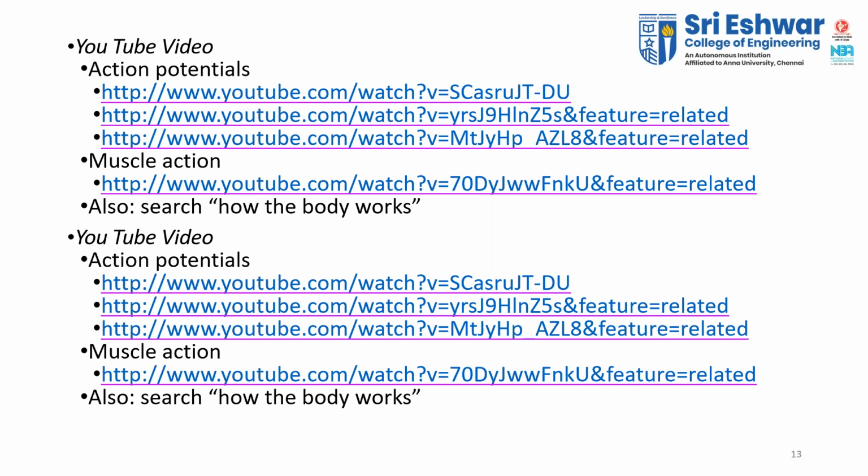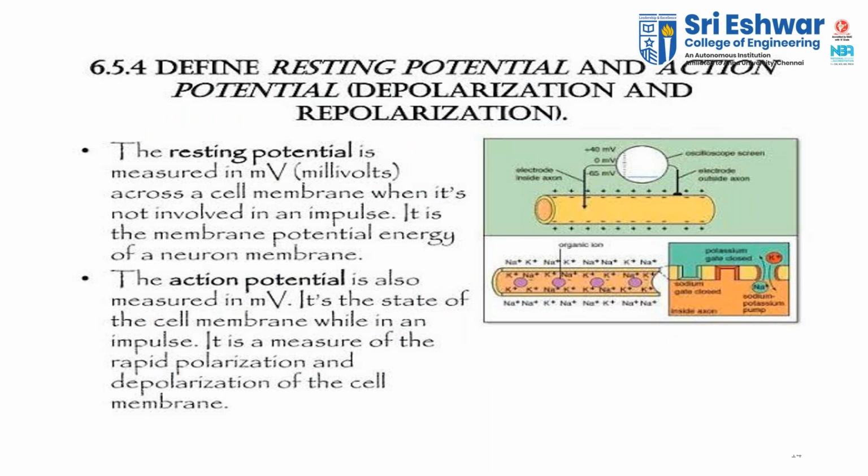YouTube videos for action potentials are listed in this particular slide. You can view the related videos for muscle action and action potentials present in the human body. And the basic thing is how action potential and resting potential are defined. In the resting potential, we have positive and negative charges across the cell membrane when it is not involved in an impulse. There is no movement of ions in the cell; that is said to be resting potential. The cell is in a resting state, because it will not do any work and will not create any ionic movement.